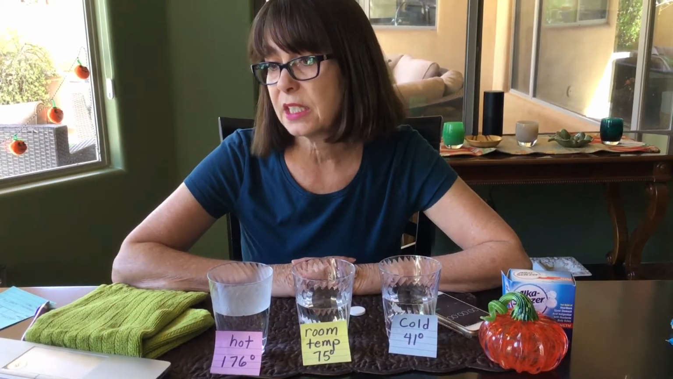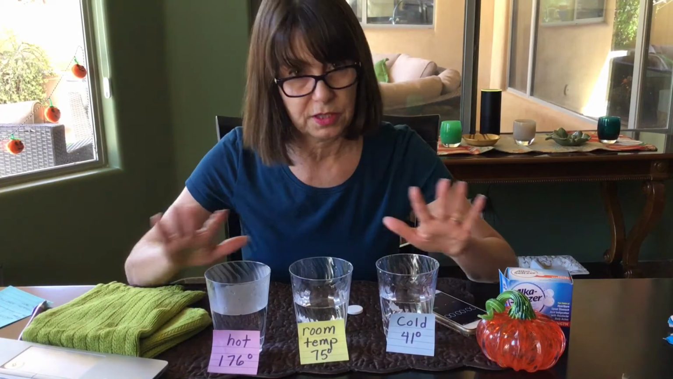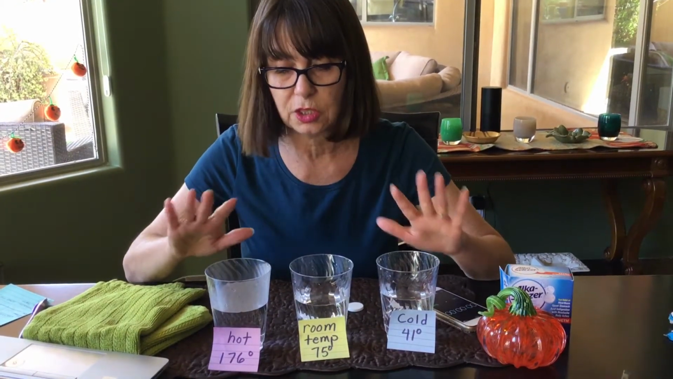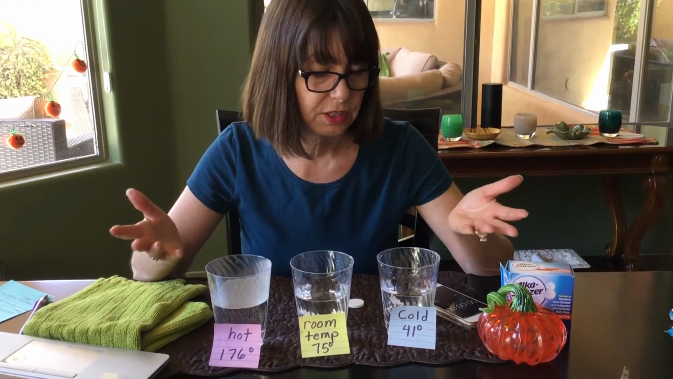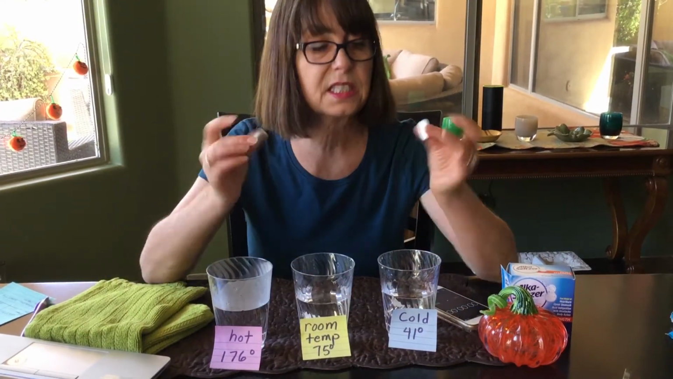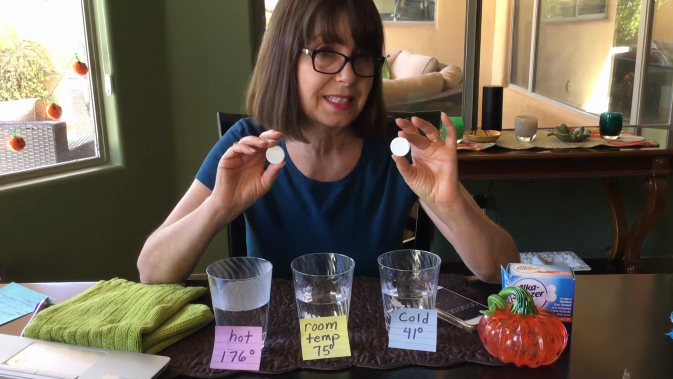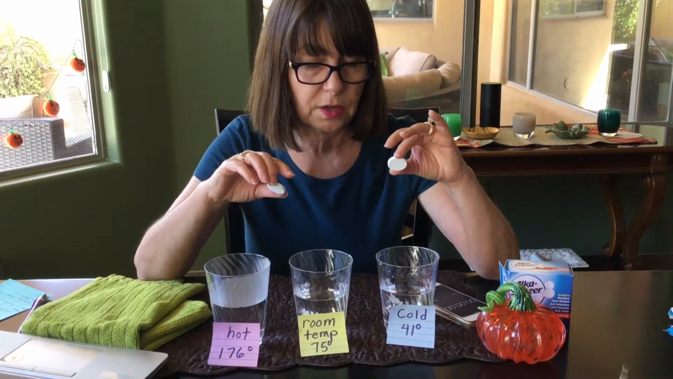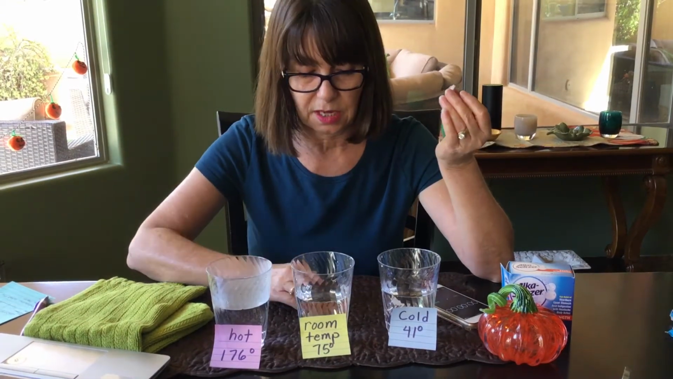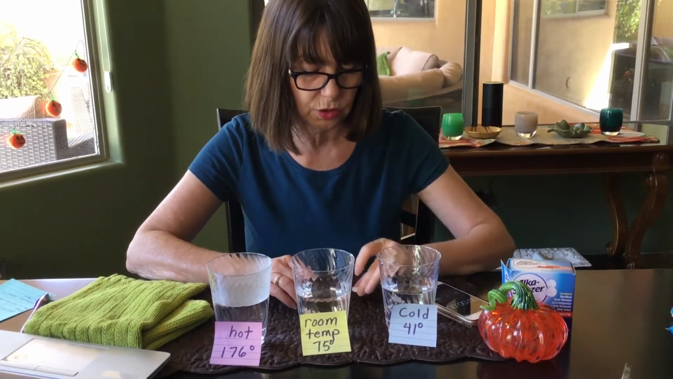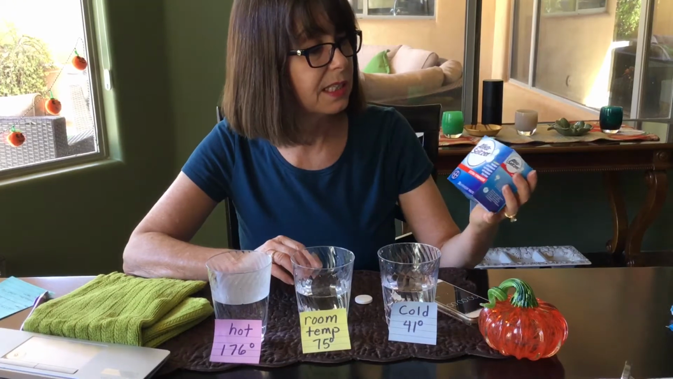So our test variable is the water temperature. That's the thing that's changing during this experiment. Our outcome variable, what we're trying to figure out, is how fast the Alka-Seltzer antacids will dissolve in the water. And then our control variable is the amount of water and the size of the cups and the size of the Alka-Seltzers. So this is Alka-Seltzer antacid.